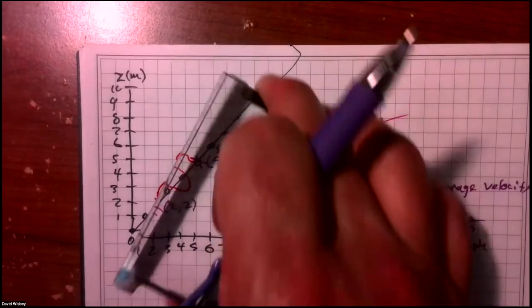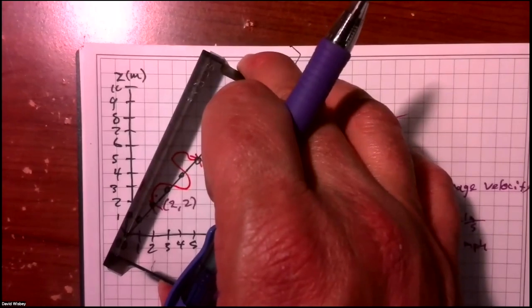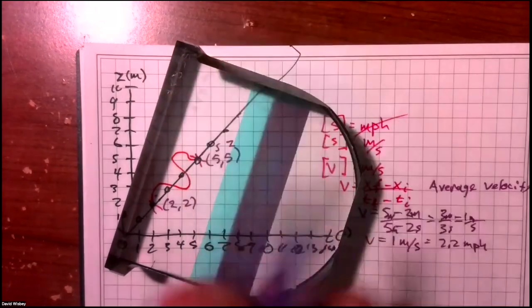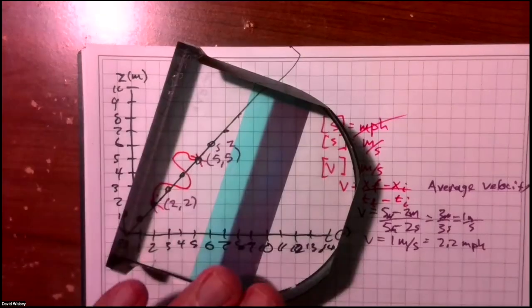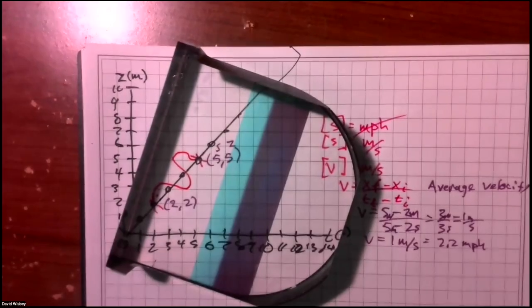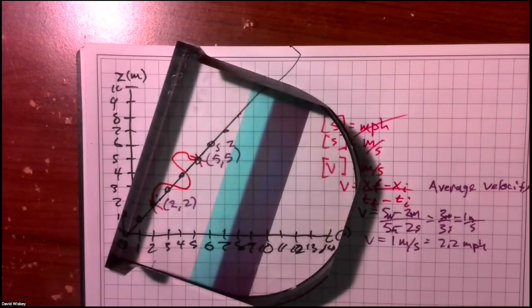Now, what if the slope changes? What if we got something like this? Let's find the velocity of this fast moving Pokemon here. Which Pokemon is this? I'm going to reach into my bag of Pokemon.